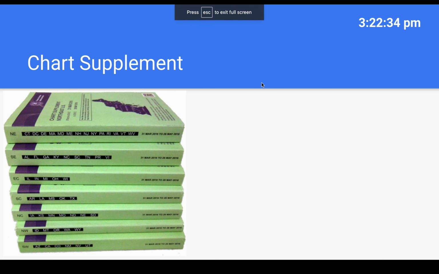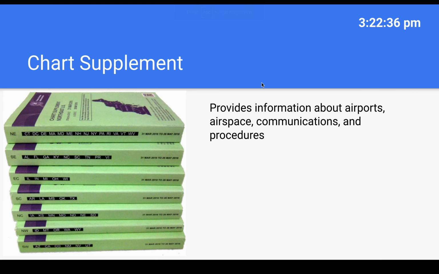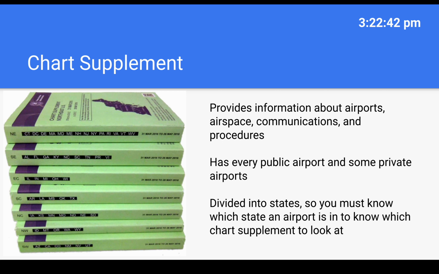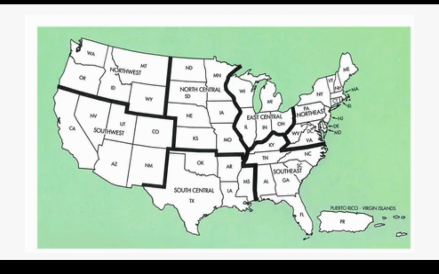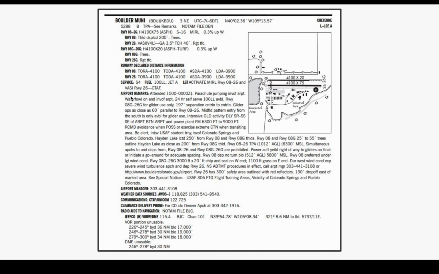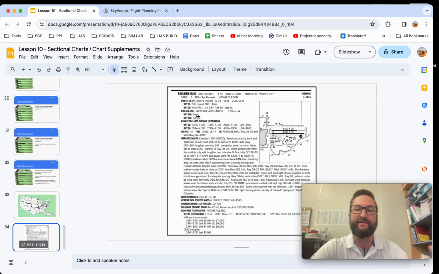And then we have this little book called Chart Supplements, and they provide information about airports and things like that. They have every public airport and even some private ones, and they're divided into states. So you got to know which state an airport is in order to know which supplement to use. So these are the different regions that we have airport supplements for. And we're going to learn how to read this in class. Now, there is also inside your test booklet an appendix that does tell you how to dissect this as well. So there's a lot of help there if you know how to use it. So look forward to that in class.